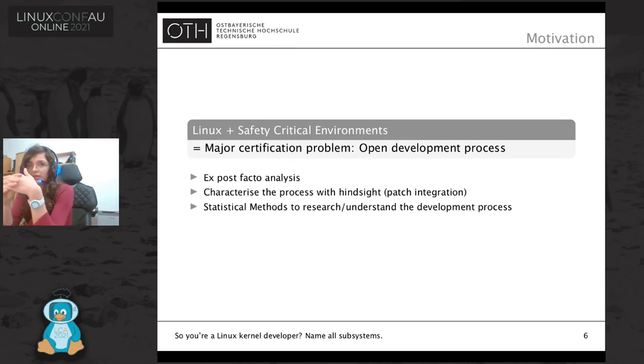The broad opinion about Linux's open source development process is that it's very well defined and produces really good quality code, but nobody really cares to properly document everything that's happened and how it was reviewed, with the goal in mind of later using that to prove that certain criteria for the certification were actually met. The idea behind our work is that all this data is public, and with a little bit of data mining, we could do an ex post facto analysis after it already happened and characterize the entire process with hindsight.